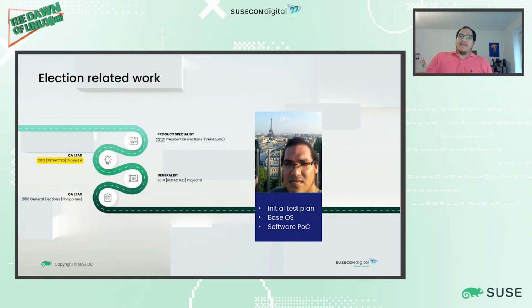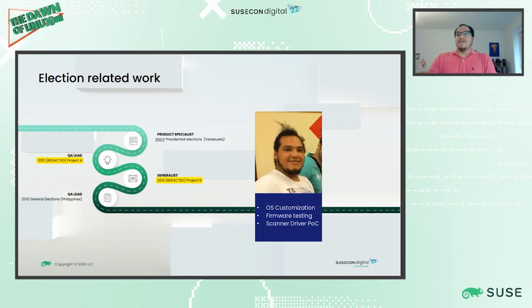I really want to focus on what we were doing during the following years. Back when I was QA lead in 2013, for Project A, we, for instance, started to set up the initial automated tests, the initial test plans, and the base operating system. And then a couple of other things.